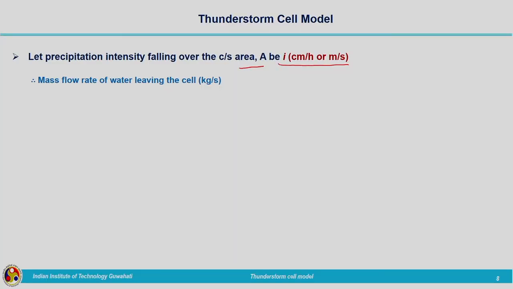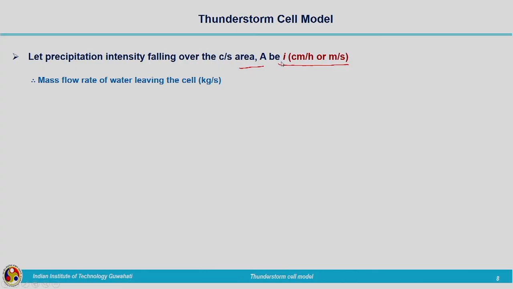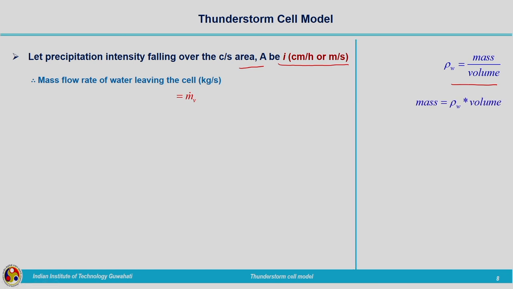Now, the mass flow rate of water leaving the cell, that is, this much quantity of mass leaving the cell in kilograms per second, is nothing but our m dot v. What will be the expression corresponding to m dot v? We know already that the density of water is equal to mass divided by volume. So, mass is equal to density multiplied by volume. Here we need the mass flow rate.